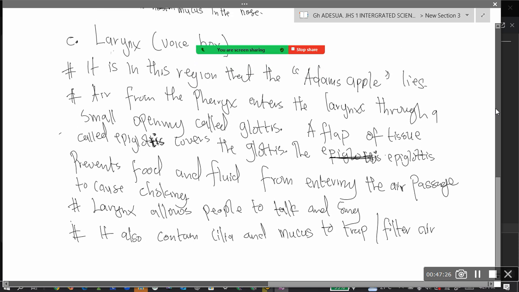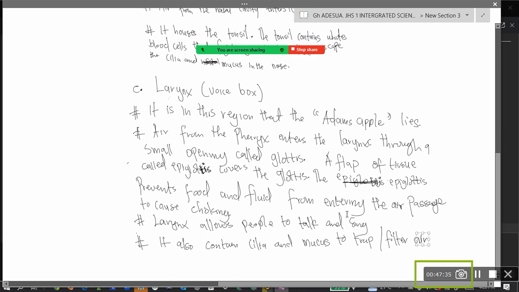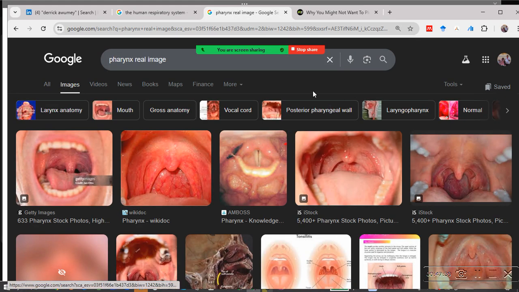Okay. So this is the larynx, or what we call the voice box. Let me see if I can get something to show as well for the voice box.